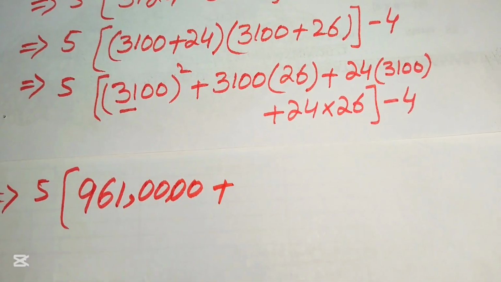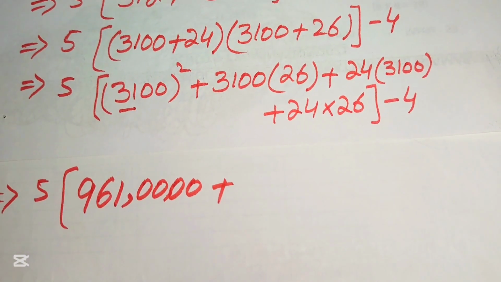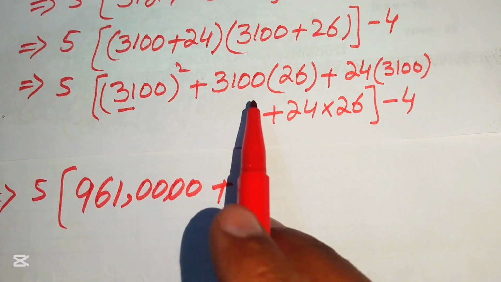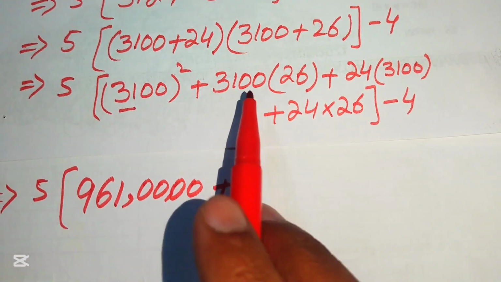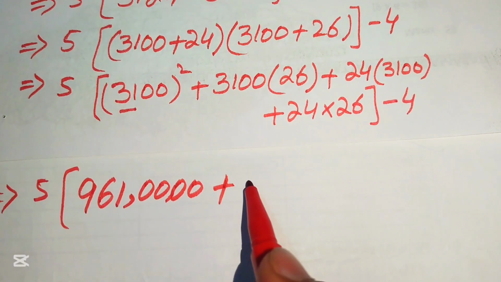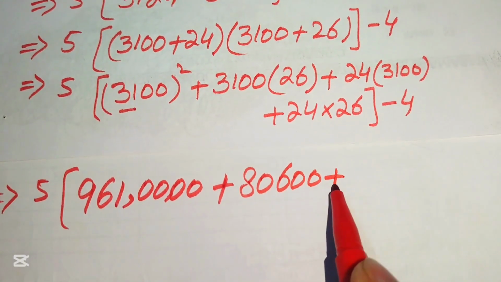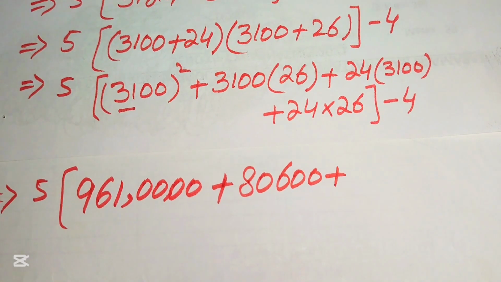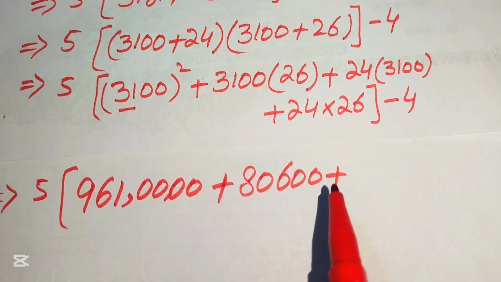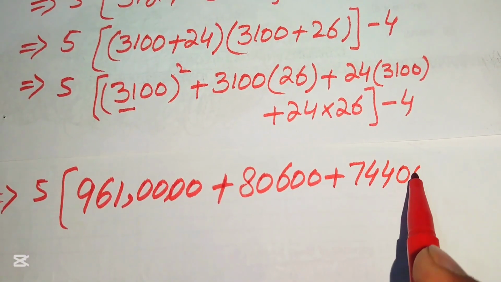Okay, so plus here we need to multiply 3100 by 26, so now you can just use the traditional method of multiplication, and I hope you easily get the product of these two numbers, and the product of these two numbers is 80600, and plus similarly when you multiply 24 by 3100, it will be equals to 74400.